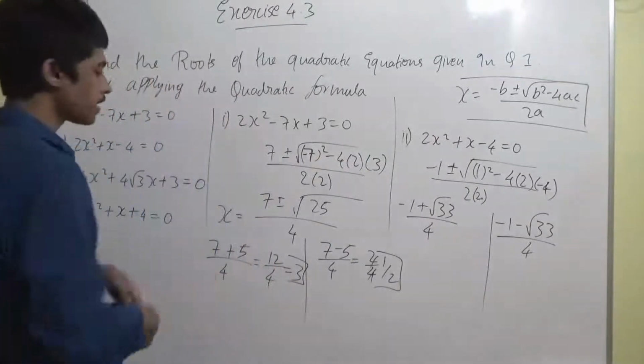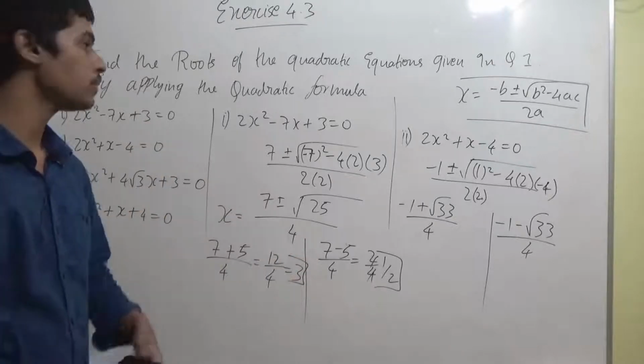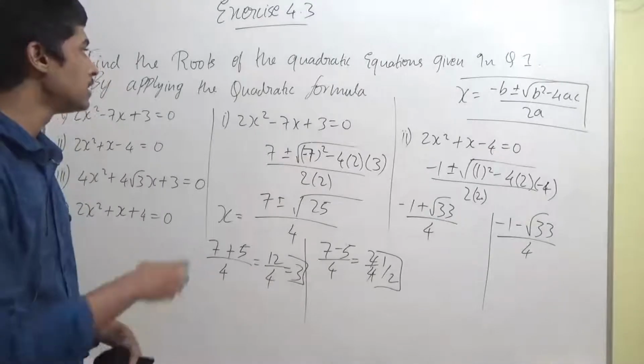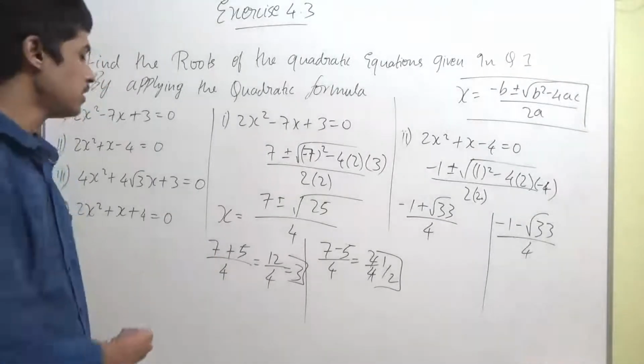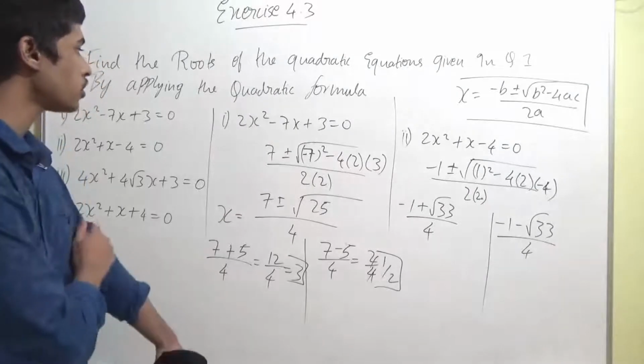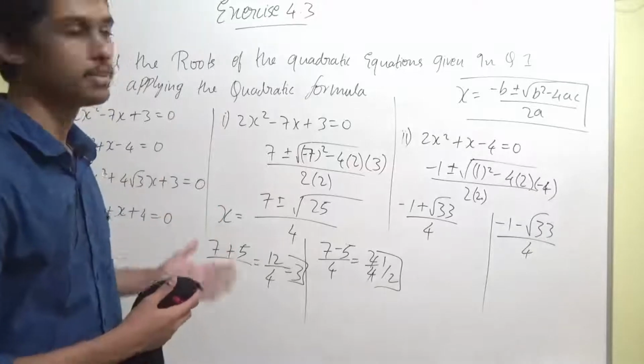So at last you can write the conclusion, guys. Here I'm not writing in detail, but in your exam when you write, you have to write in detail. At last you have to give the conclusion saying that x equal to 3 and x equal to 1 by 2 are the solutions of the quadratic equation. Like that you have to write it, right? You should not just solve it and leave it off, right?